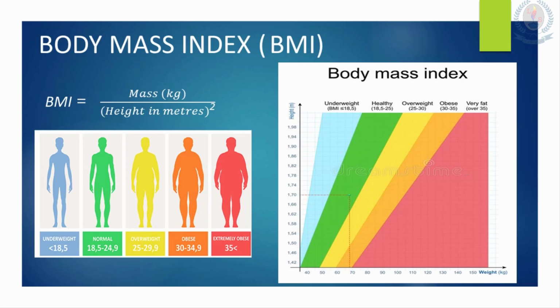Normally this can be calculated by taking your mass in kilograms and dividing that by your height in meters squared, and according to this equation you can get your BMI value. If that value is lower than 18.5, you are underweight, and if the value is between 18.5 and 24.9, your BMI is okay, or you are in the normal range. If it is 25 to 29.9, you are overweight, and if it is greater than 30, you are obese.